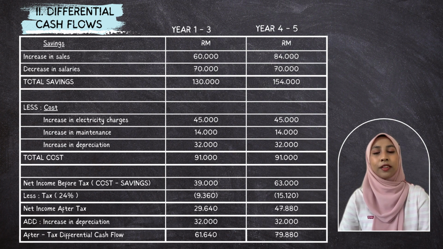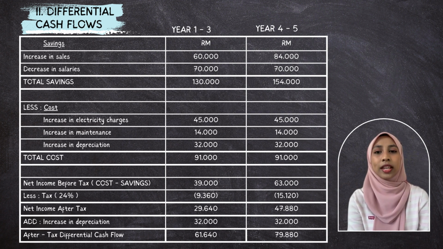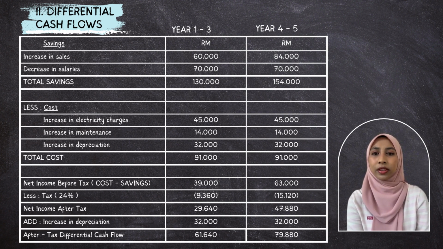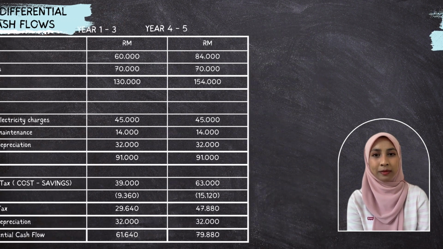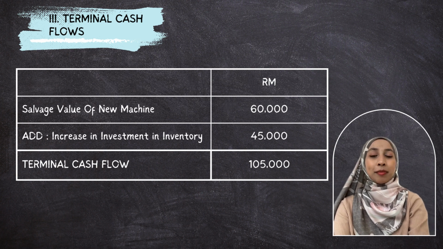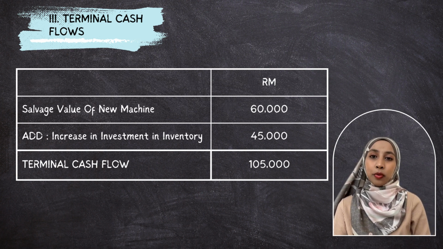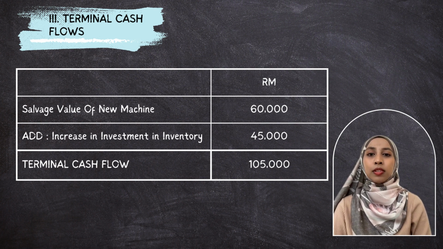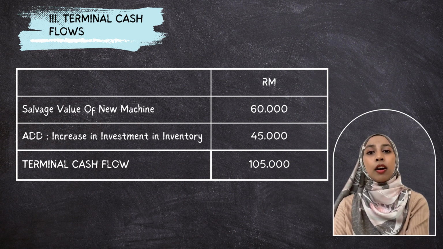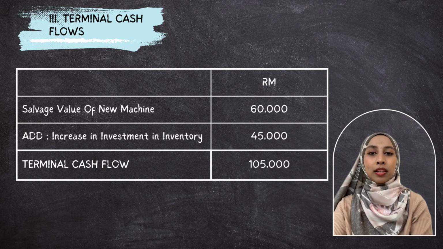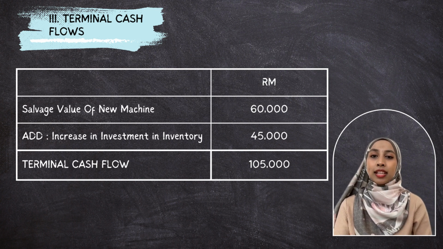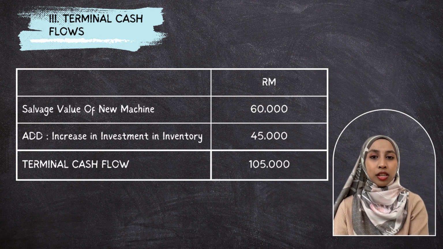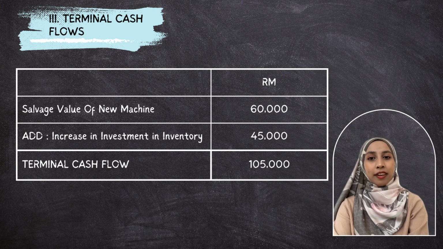In summary, the differential cash flow analysis shows steady savings and manageable costs, indicating the project's financial benefits over its 5 years of lifespan. We have come to the last calculation, that is terminal cash flow. The key component of terminal cash flow is salvage value, the amount recovered from selling the project assets, and also release of working capital. At the end, when the project ends, any tied up working capital is released, providing additional cash inflow.